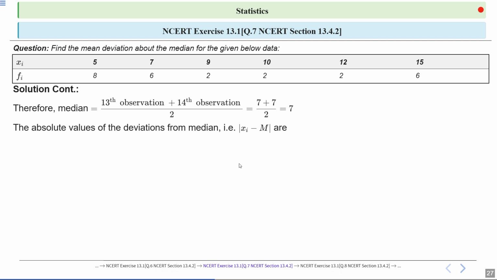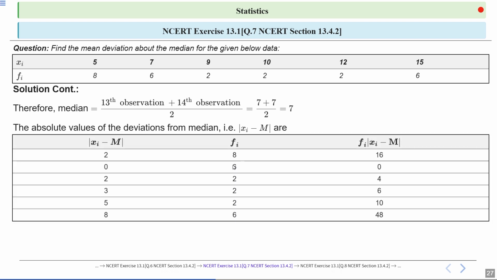Now let's calculate the absolute deviations from the median. For each data point xi, we subtract the median and take the absolute value. So, mod of xi minus m. Here m is the median, which we have found to be 7. We will do this for each value of xi to calculate the absolute values of the deviations from the median.